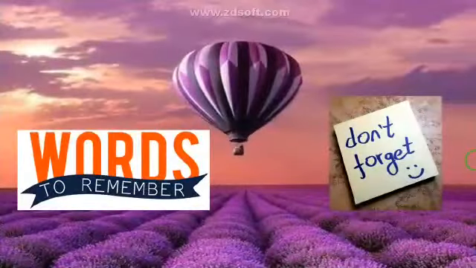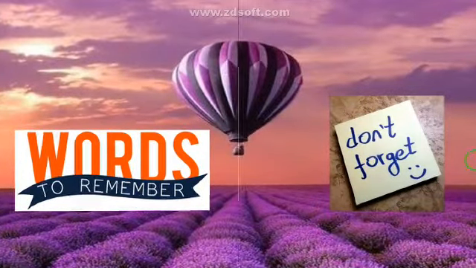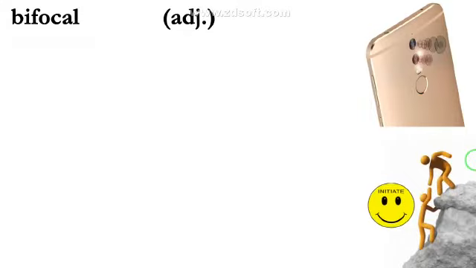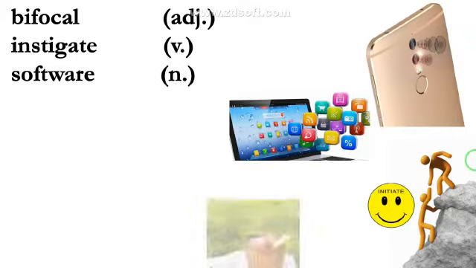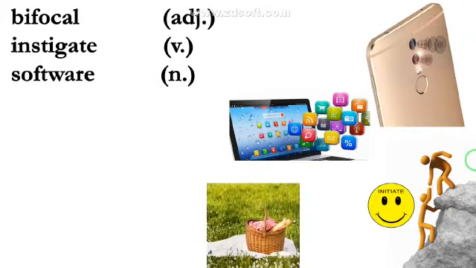So now let's revise our new vocabulary by matching them with pictures. As you can see, a bifocal camera is in a phone. Bifocal. Initiate is a verb which is a synonym of instigate. This computer contains a lot of programs. Software. Look at the nice place to have a picnic. Spot.